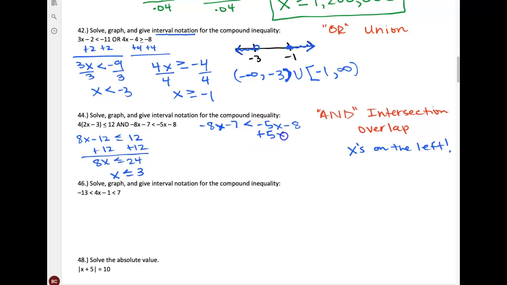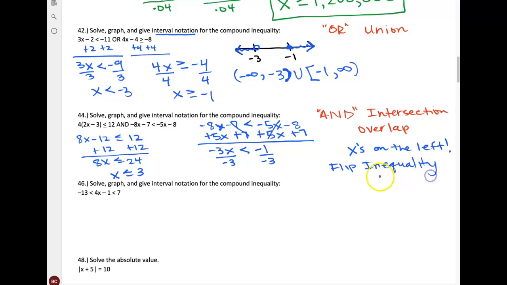So here, I'm going to add 5x over, so I get my x's over on the left. And then I'm also going to add my 7 over to the right side, okay? So then that's going to give me negative 3x is less than negative 1. And so this time I'm dividing by a negative 3. So I need to remember when I'm multiplying or dividing by a negative, I've got to flip the inequality. All right, so remember that.